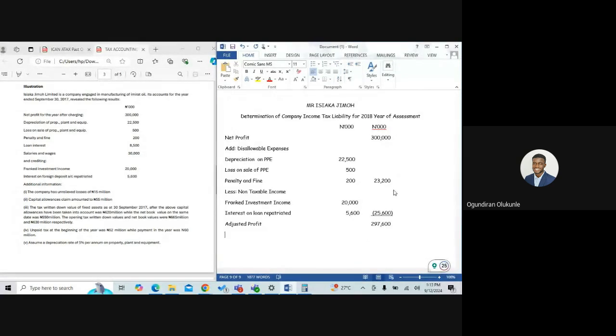So less loss relief. How much is the loss relief? So the company has a loss relief of 15 million. So you take that out. You have how much?